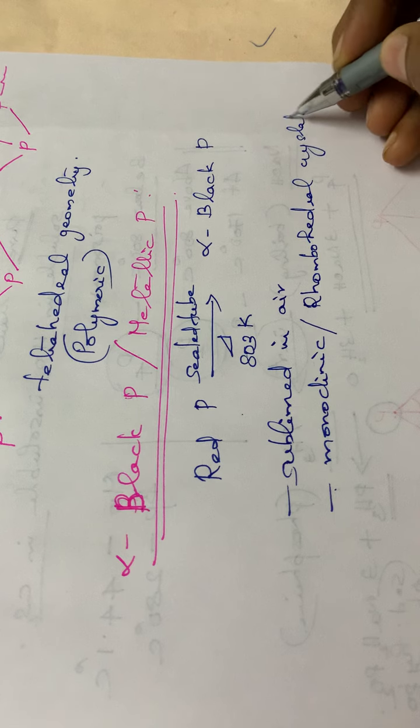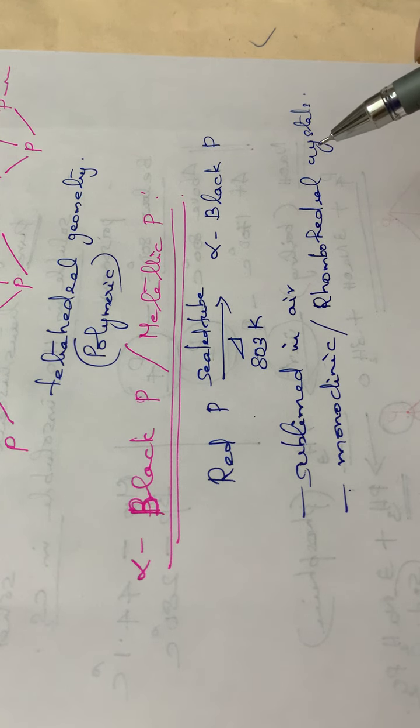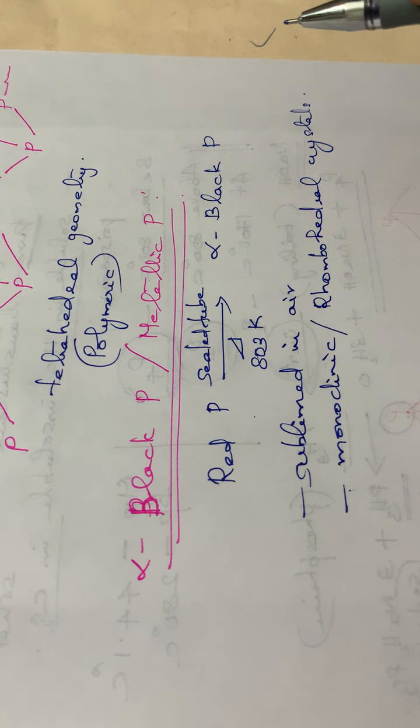I'm not showing all the images of this alpha black phosphorus or other allotropes, shown only two or three, because sometimes copyright issues may be involved since I am showing these videos on a YouTube channel. So I am not giving you the pictures of this alpha black. If you want, you can search it in Google Images.